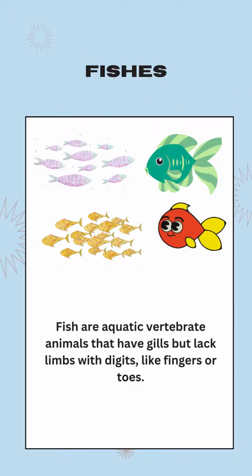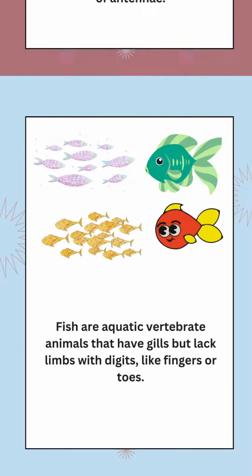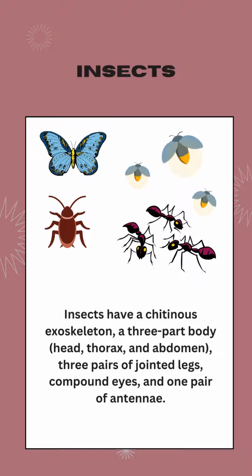Fishes. Fish are aquatic vertebrate animals that have gills but lack limbs with digits, like fingers or toes. Insects. Insects have a chitinous exoskeleton, a 3-part body, head, thorax, and abdomen, 3 pairs of jointed legs, compound eyes, and 1 pair of antennae.